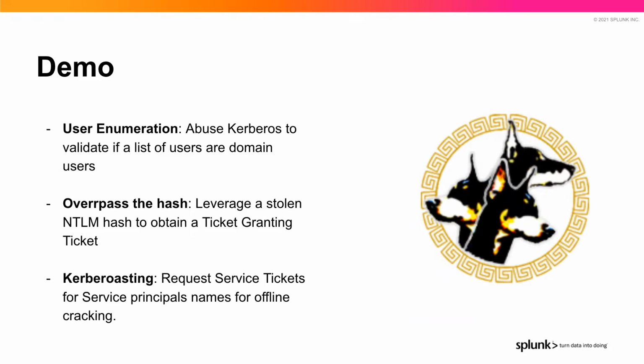The first demo is user enumeration. In this demo, an attacker is going to abuse the Kerberos protocol to validate if a list of users are valid domain users or not. So it's a way to do discovery in the network.